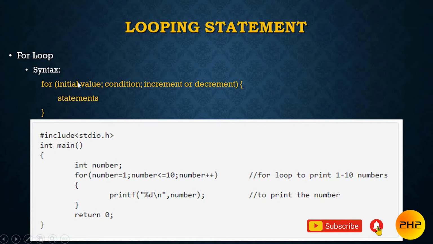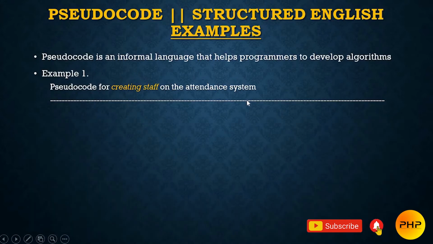So this is the implementation of this syntax. In the syntax, we have the initial value, number is equal to 1. We have the condition, number less than or equal to 10. Then we have the increment, number plus plus. So this is how we implement the for loop too. Okay, so we move on.